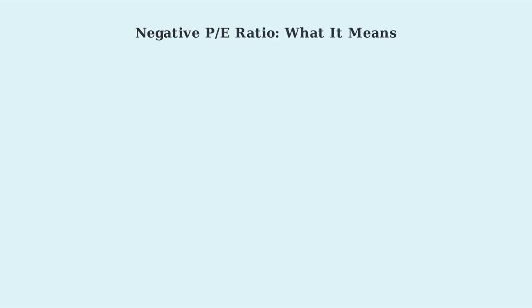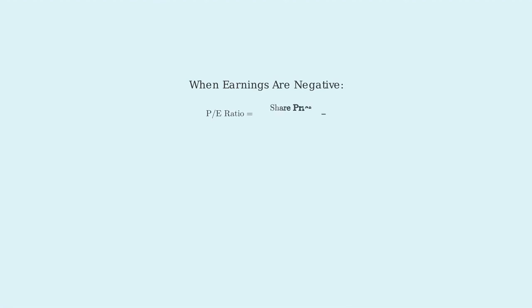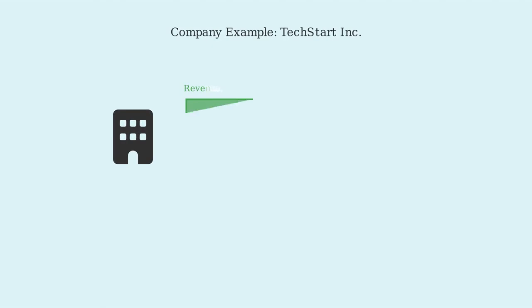Sometimes when analyzing portfolios, you might encounter a negative PE ratio. This occurs when a company has negative earnings, meaning it's losing money rather than making a profit. Here's how it works mathematically. If a company's share price is $50, but its earnings per share is negative $2.50, the PE ratio becomes negative 20. Let's look at Techstart Incorporated as an example.